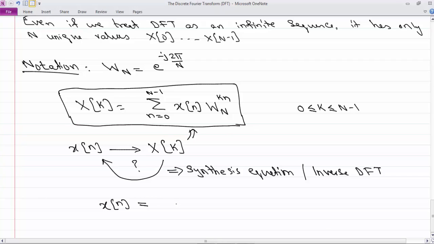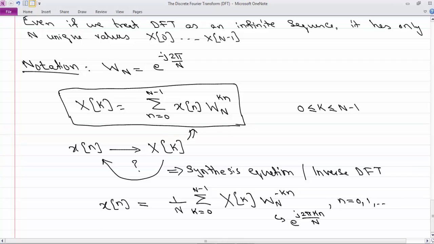So the formula is given by 1 over N, summation k from 0 to N minus 1, X[k] W_N^(-kn), where W_N^(-kn) means simply e^(j2πkn/N), right? And n equal to 0, 1 up to N minus 1. Okay. So this is the inverse DFT formula.